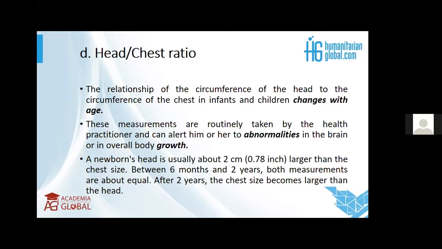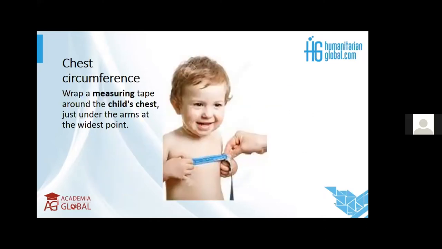Both measurements, the head circumference and the chest circumference, are about equal. Then after 2 years, the chest size becomes larger than the head. If we see a similar trend, we know that the baby or the child is growing. So that is how we take the chest circumference.